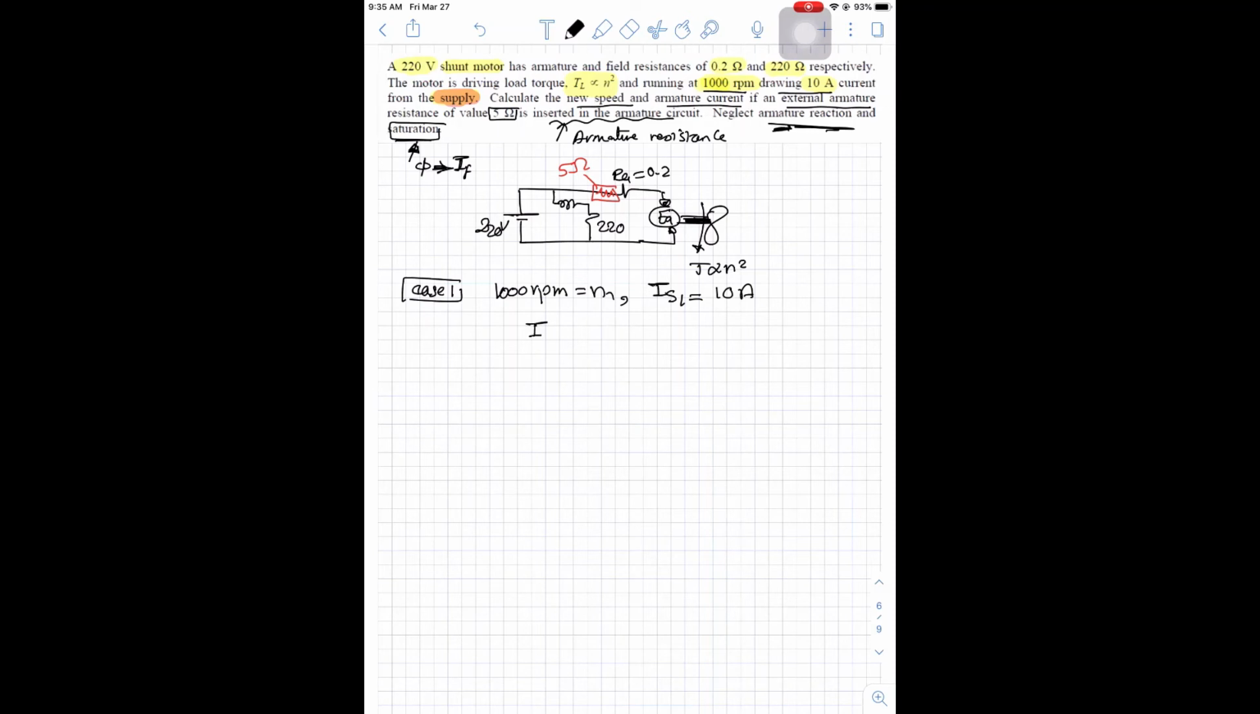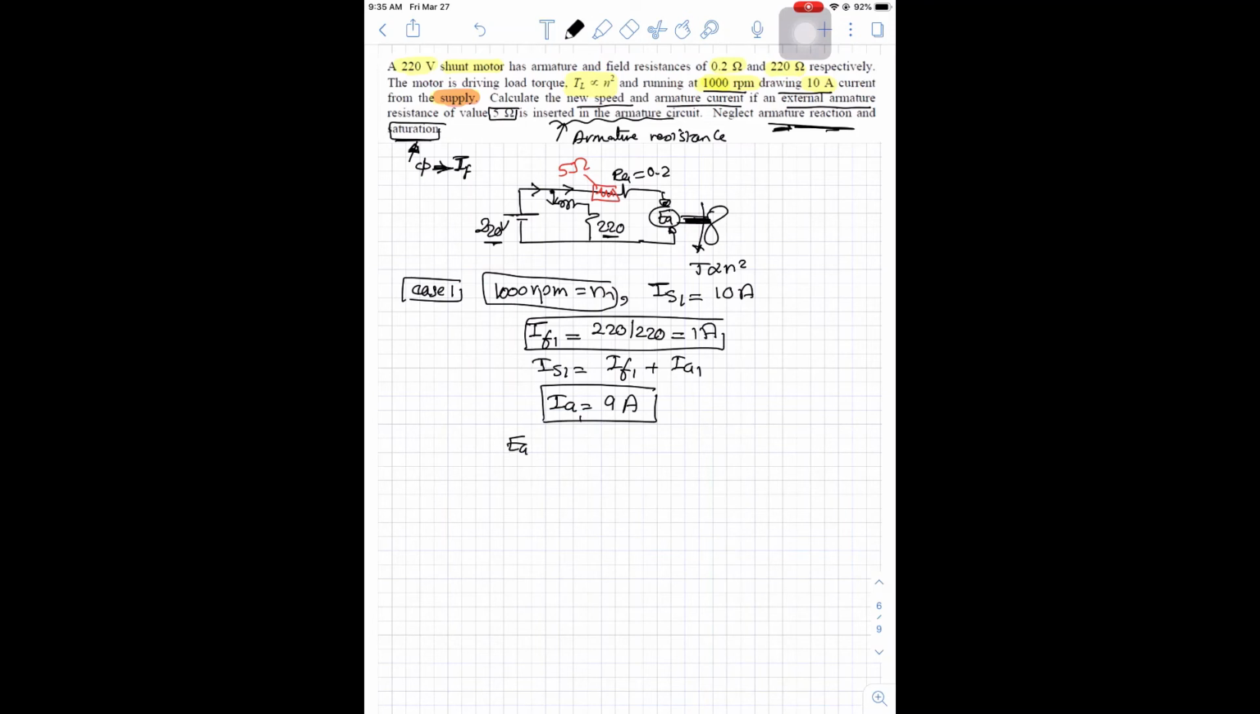We can calculate I field 1, because we are given the source voltage and we are given RF. So I field 1 equals 220 divided by 220, which equals 1 ampere. And I source 1 is I field 1 plus I armature 1. This is KCL at this node. So we can calculate I armature 1 to be 9 ampere. So we have I armature 1, we have I field 1, we have N1. What else can we get? We can get E armature 1.